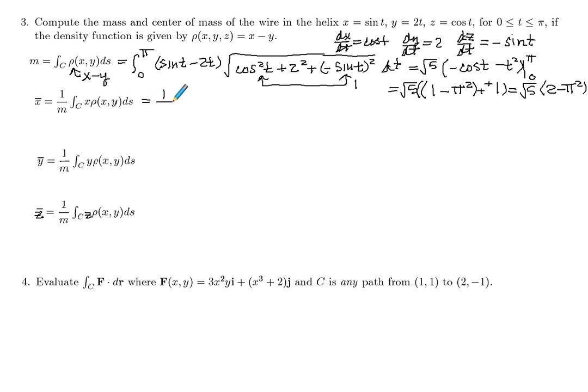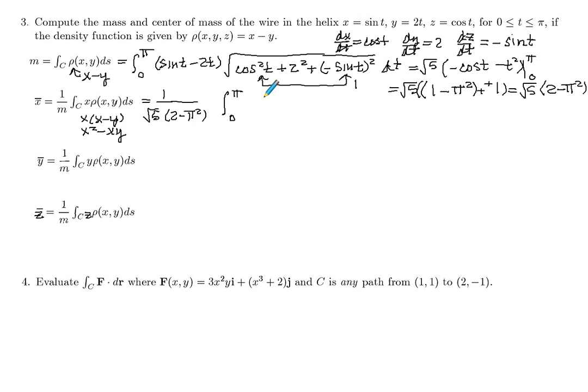So it's going to be 1 over mass, so 1 over root 5 times 2 minus pi squared. And then we're integrating still 0 to pi. Our ds is the same here, that's square root of 5 dt. Okay, this whole thing is root 5. And now we're doing x times rho. And our rho is x minus y, so this is actually x times x minus y. Or if you want, it's x squared minus xy is what we're integrating.